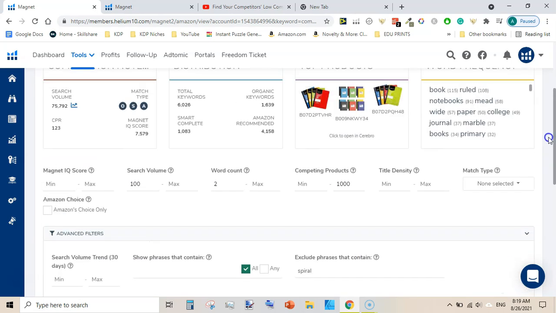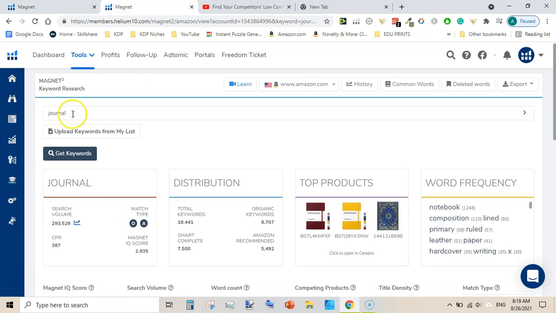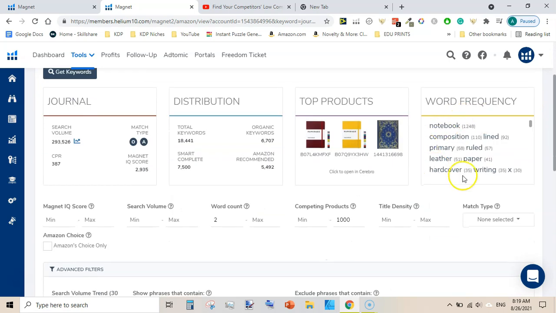So let's try something else. I have already done this. I tried just journal here, and you can see here 293,000 searches in Amazon, over 18,000 keywords, and you can also see here the word frequency, what keywords have been used the most. Notebook has been used 1,248 times, then composition.